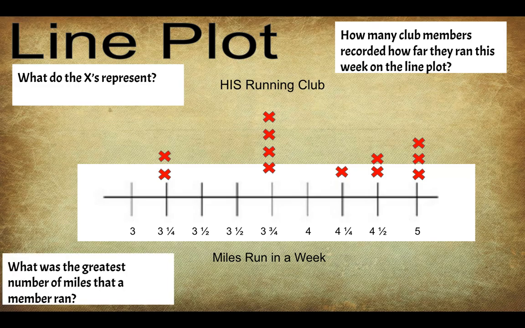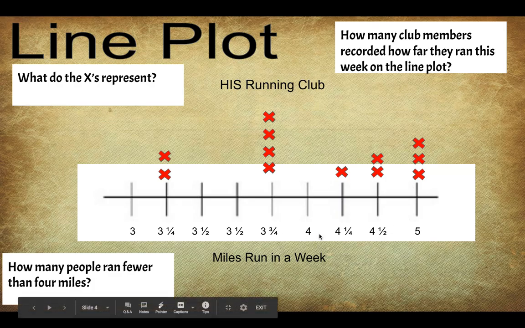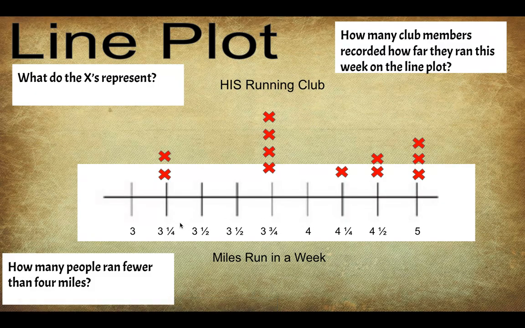What was the greatest number of miles that a member ran? Well, it doesn't go past 5 miles, so we know that 5 miles would be the answer. And we can even answer the question, how many people ran fewer than 4 miles? So we look at the 4, and any X's that are under 4 show students who ran less than 4 miles. So it looks like there are 6 students that ran fewer than 4 miles.